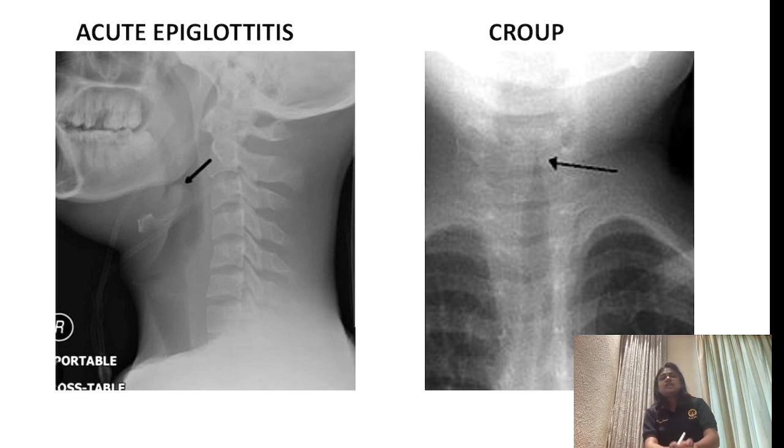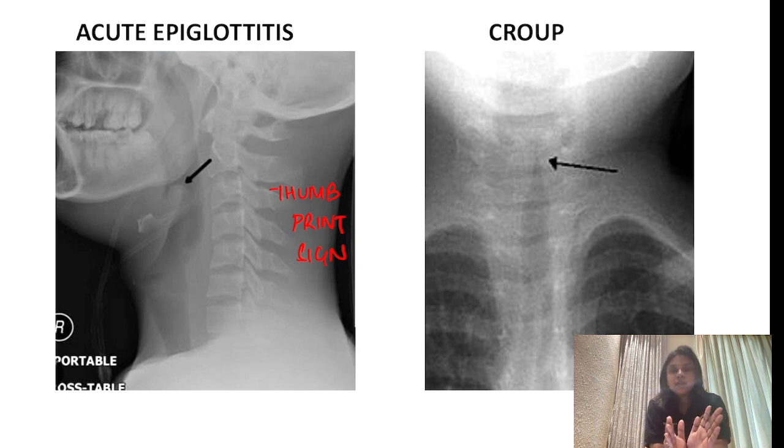Next, we are going to read these two important X-ray images. First, look at this lateral X-ray. Look at the black pointed arrow. This is shaped like a thumb, so this is known as the thumbprint sign. Thumbprint sign in lateral X-ray neck is suggestive of acute epiglottitis.